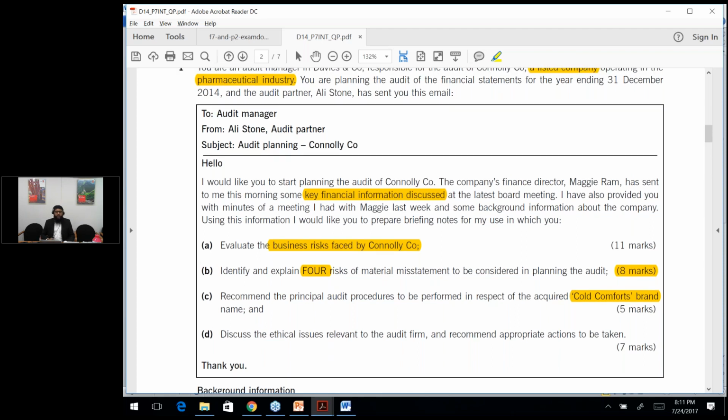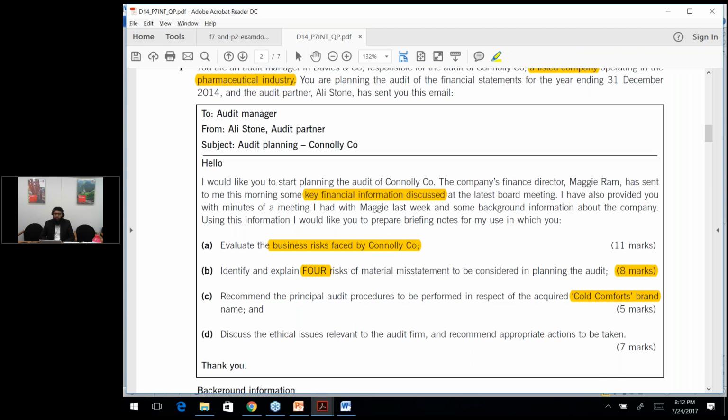Now, I have already explained to you what exactly a risk of material misstatement is. Now you try to figure out the 4 risks of material misstatement. I would share with you what the examiner has told in the past with respect to how students go about it. The examiner clearly specifies that you have to write down 4 risks of material misstatement.